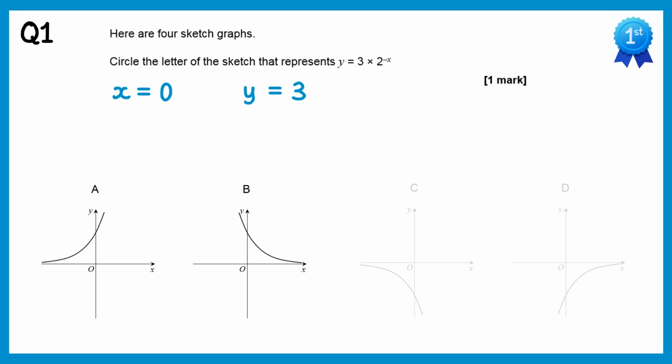Now if we go back to the equation, we can see we have 2 to the power negative x. This means if x is a really large number, then y will become a really small number, so it must be graph B.